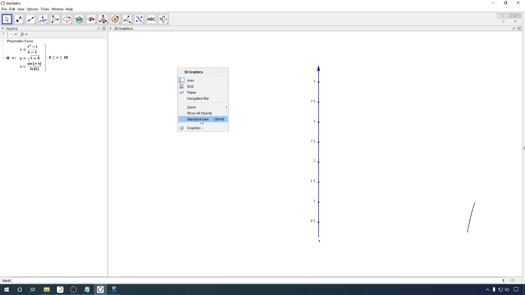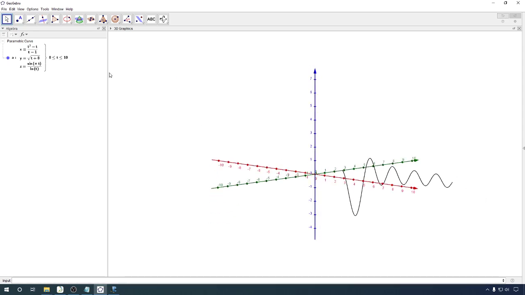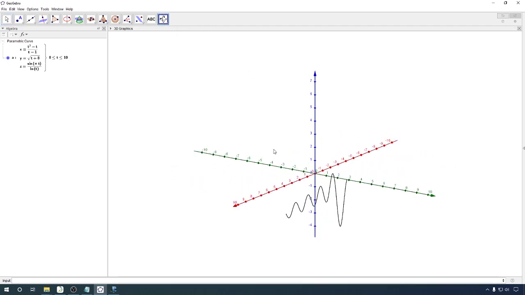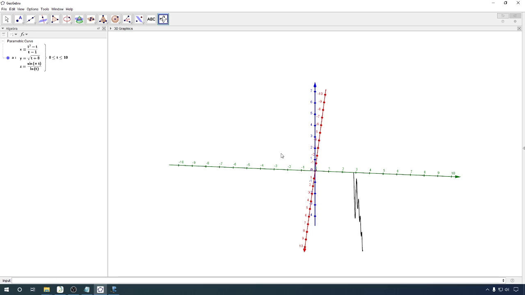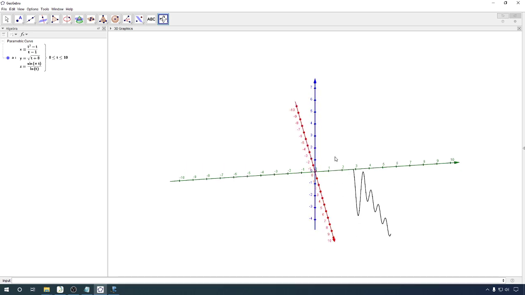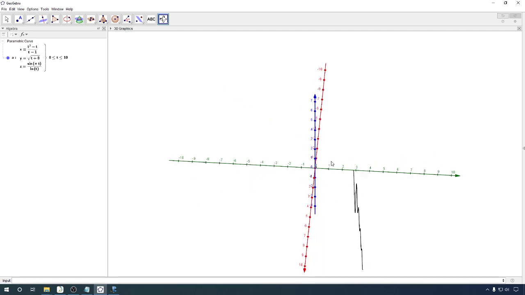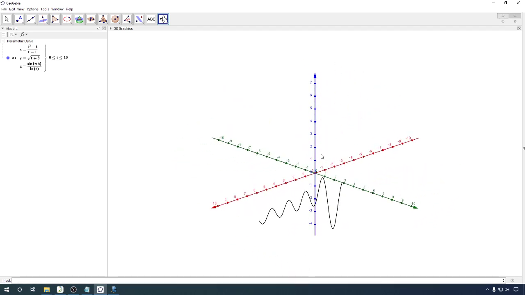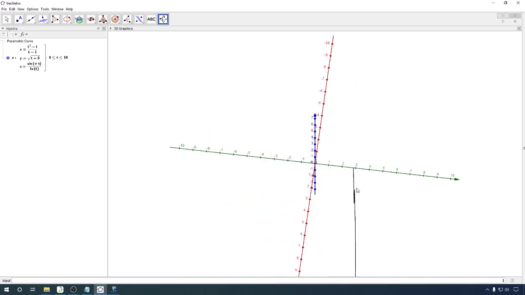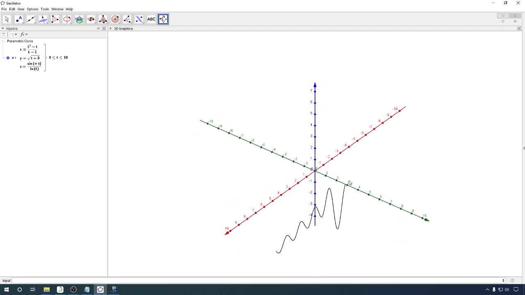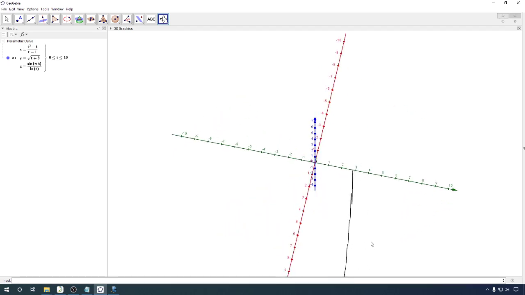I need to change back to the normal view. There we go. You can always reset your view by clicking in a random spot and clicking standard view. Alright, here is our curve. It's actually not parallel to the red axis there. I think red is x, right? Yeah. It's not parallel to the x-axis. It is actually kind of going off in this direction a little bit.